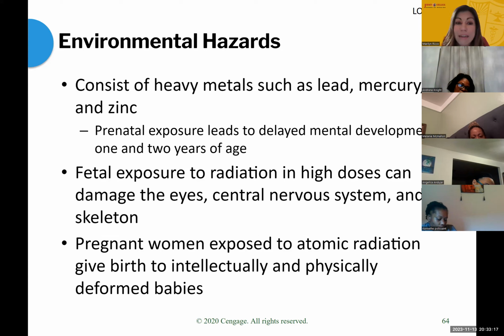Other environmental hazards consist of heavy metals such as lead, mercury, and zinc. Prenatal exposure to lead leads to delayed mental development in 1 and 2 year olds. Fetal exposure to radiation in high dosages can damage the eyes, the central nervous system, and the skeleton. Pregnant women exposed to atomic radiation give birth to intellectually and physically deformed babies.